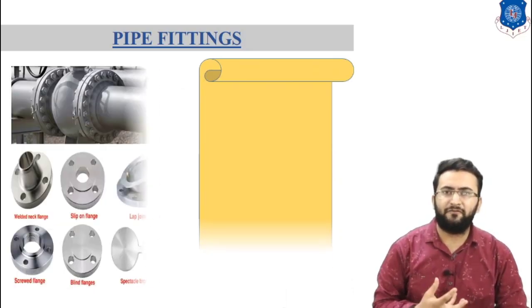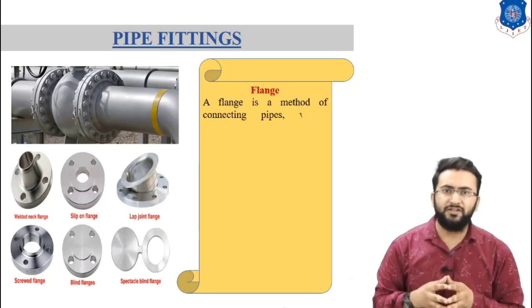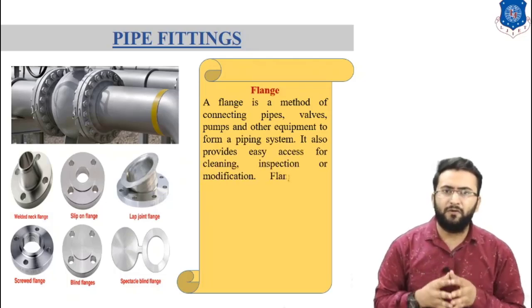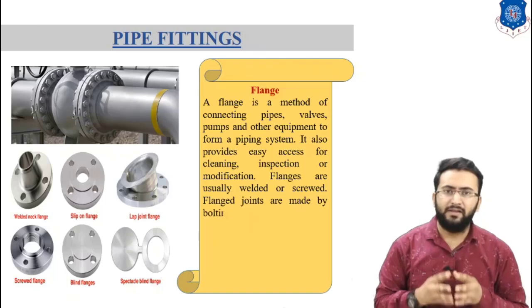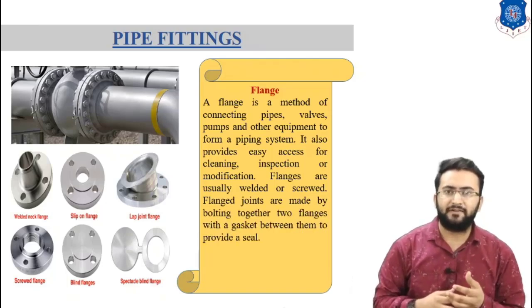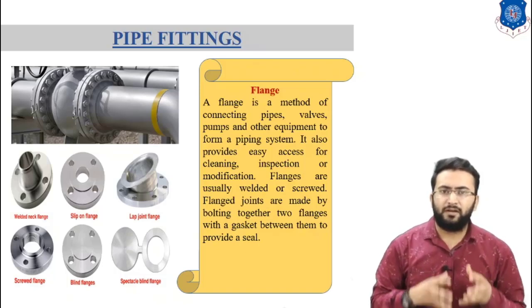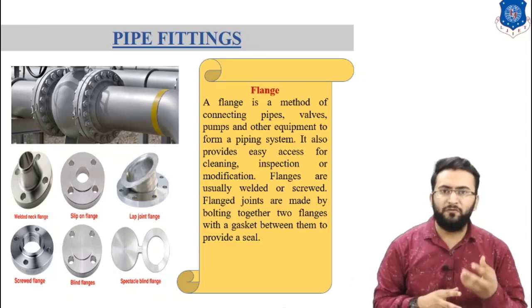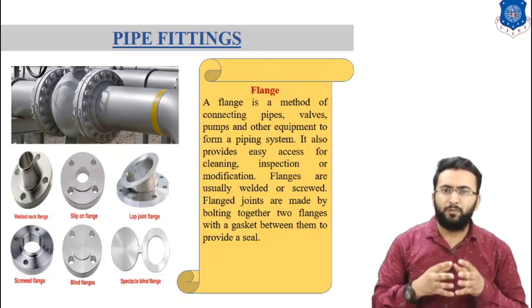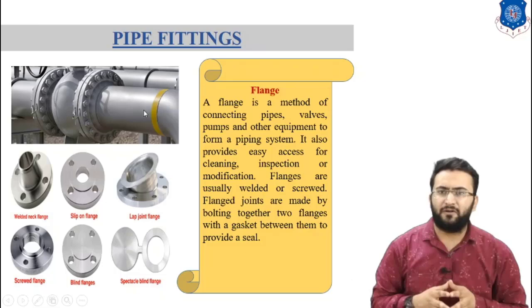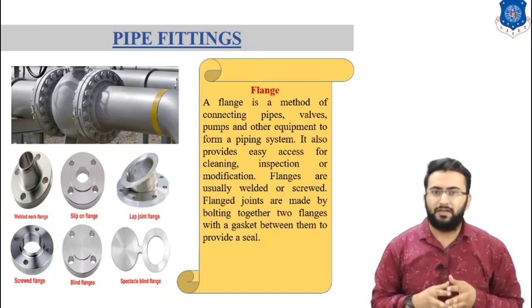Now let's talk about the next pipe fitting, which is a flange. A flange is a method of connecting pipes, valves, pumps and other equipment to form a piping system. It also provides easy access for cleaning, inspection or modification. Flanges are usually welded or screwed. Flange joints are made by bolting together two flanges with a gasket between them to provide the seal. So this is one type of flange. There are mainly six types of flange, such as a weld neck flange, slip-on flange, lap joint flange, screw flange, blind flange, and special flange.